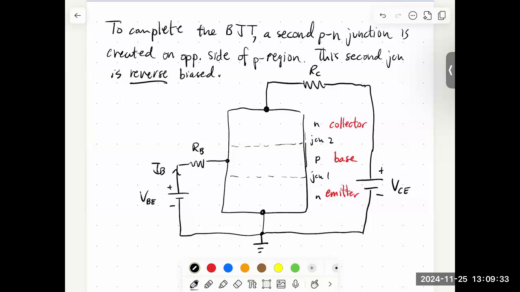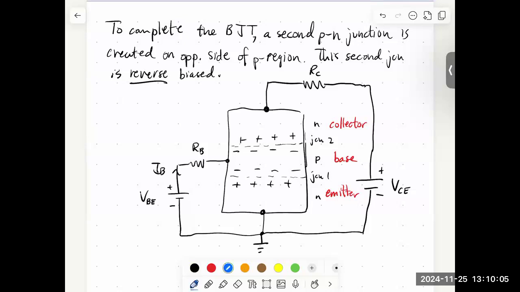Okay, so that's good. Let's just label these depletion regions. So our first one is like so. So these are the fixed positive ions in the N-doped region of the emitter. These are the fixed negative ions in the P-doped base. And then that reverses polarity for the second junction.